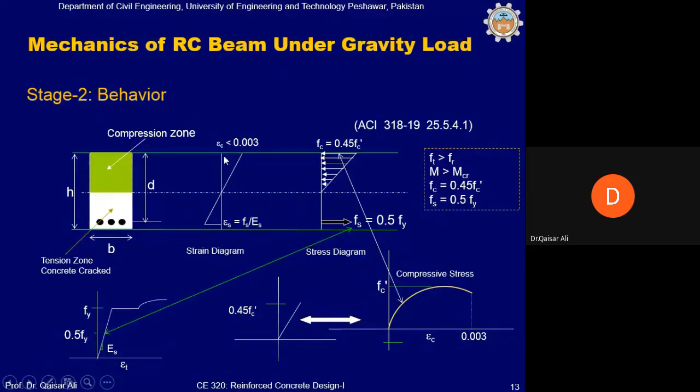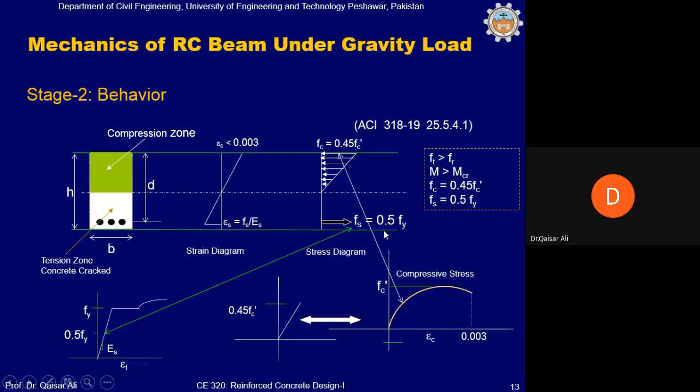In the strain diagram, the strain in concrete in the compression zone is such that the strain in the top fibers is still less than 0.0003, and the strain in steel is less than the yield strain. Corresponding to this, the stress diagram is such that in the extreme fibers, concrete is subjected to a compressive stress equal to 0.45 f'c, where f'c is the compressive strength of concrete.